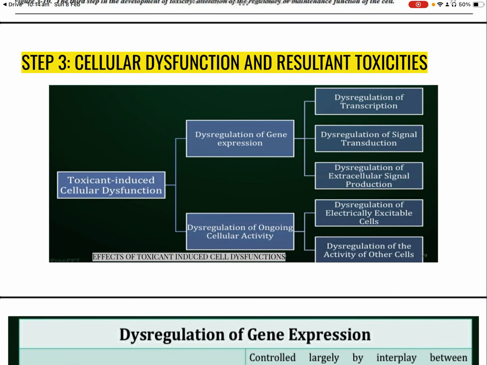So, cellular dysfunction and resultant toxicities. Toxicant-induced cellular dysfunction. What will happen if there is cellular dysfunction? It will result in dysregulation of gene expression and dysregulation of ongoing cellular activity.